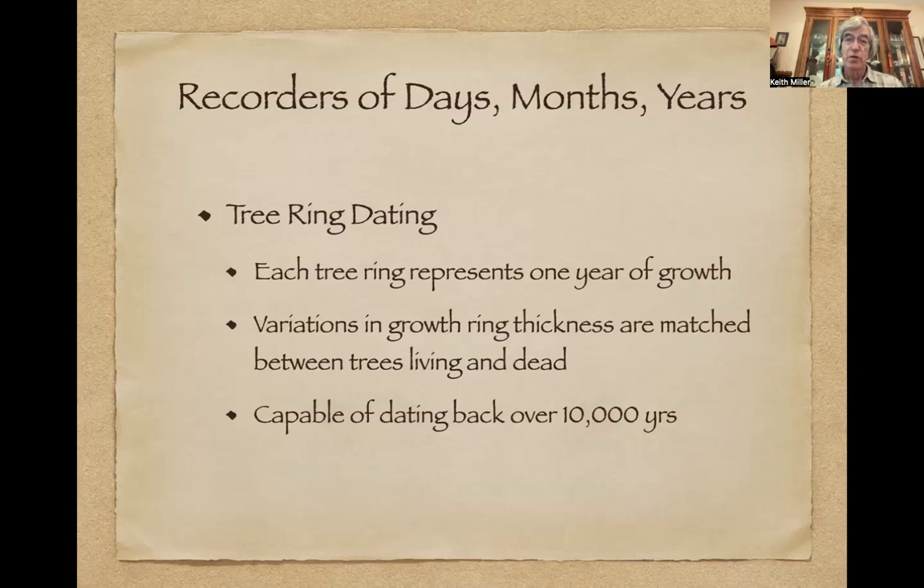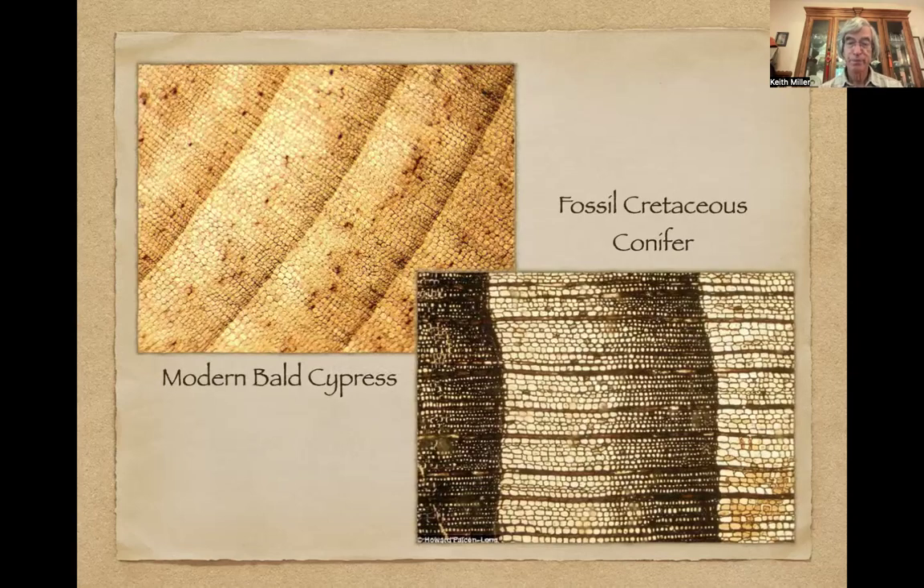And so if you have a tree that's several thousand years old, that gives you a several thousand year record of weather and climatic conditions during the growth of that tree. But you can actually match up living trees and dead trees and extend the length of that record to over 10,000 years.